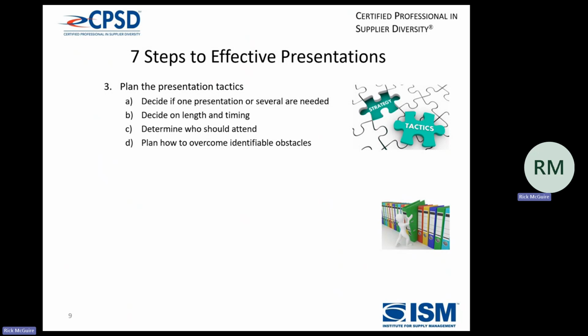Plan the presentation tactics. Decide if one presentation or several are needed. Decide on length and timing. Determine who should attend and plan how to overcome identifiable obstacles or objections. Write out your responses to those objections so you know them ahead of time.